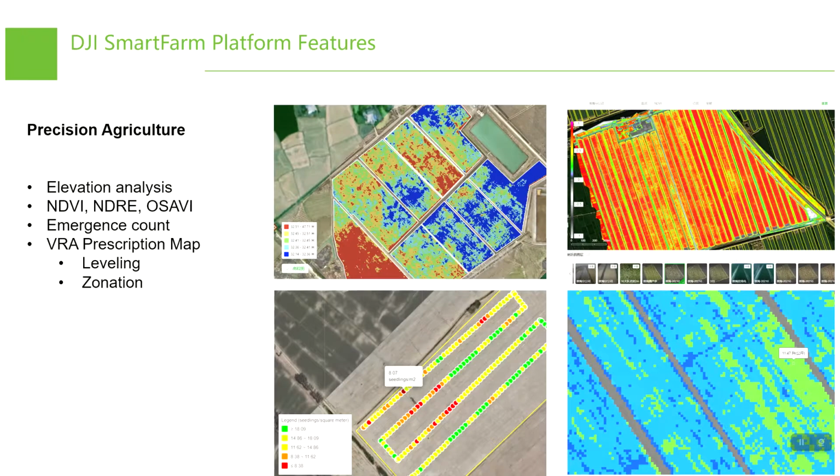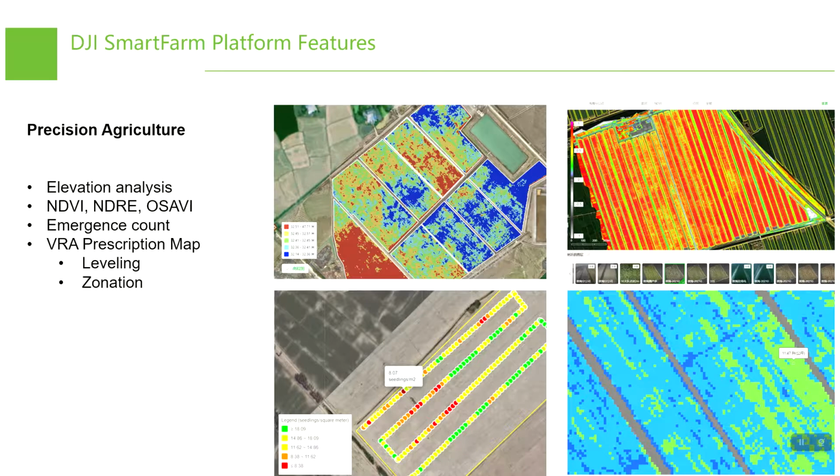Precision agriculture. The precision agriculture module provides tools for further analysis based on drone imagery. Elevation analysis monitors the slope of a field and calculates the cut and fill to flatten a field. The vegetation indices tool calculates NDVI and other popular vegetation indices based on multispectral imagery reconstruction results. Emergence count tool: this tool calculates the amount of emergent seedlings with high-resolution drone imagery and AI recognition.